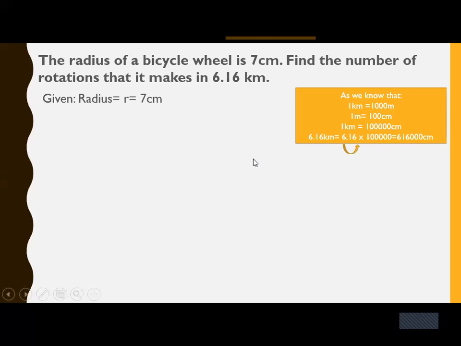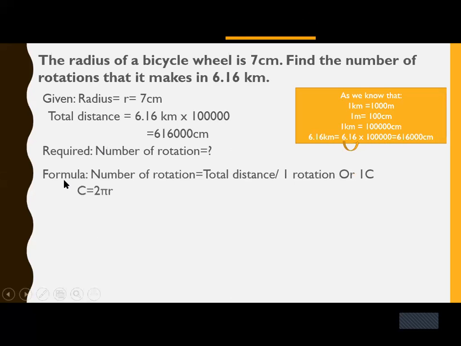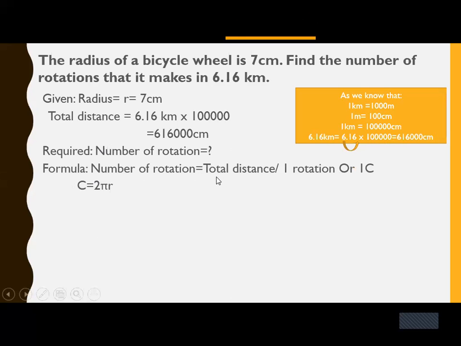What is required? Number of rotation is required. Now what is the formula for finding the number of rotation? Number of rotation is equal to total distance upon one rotation. One rotation means one circumference. The measure of the circular path is called circumference, so it is a complete rotation, that is equal to 1c.